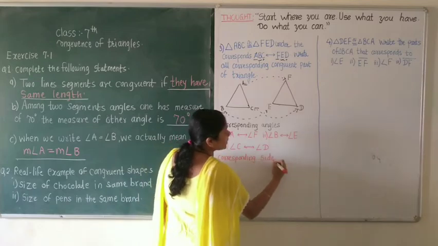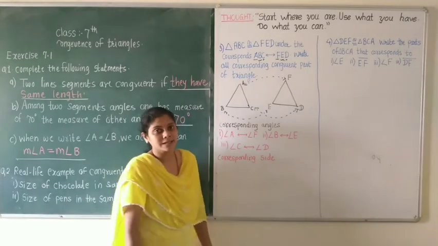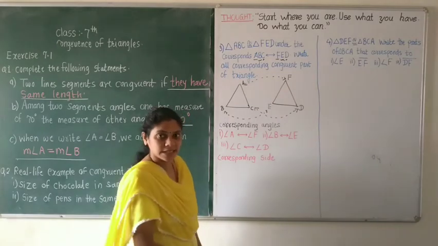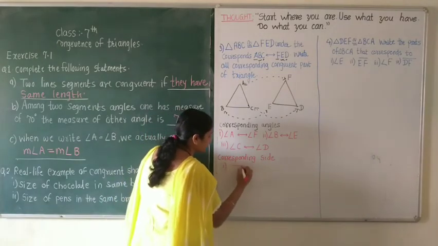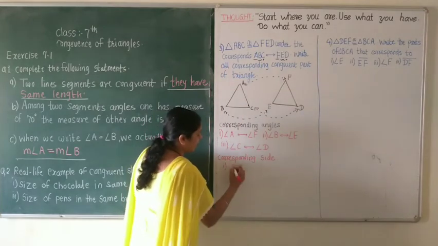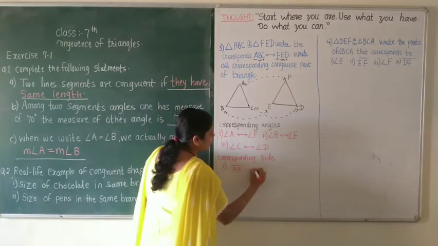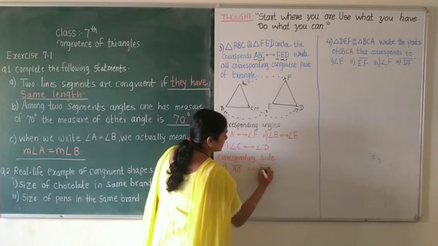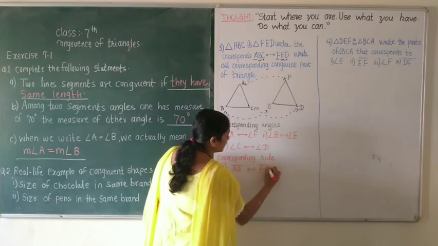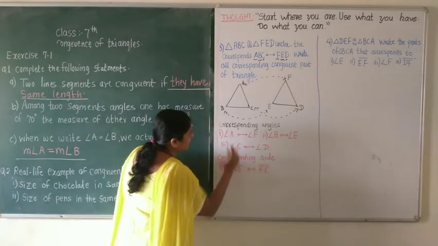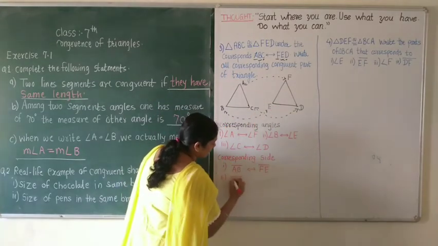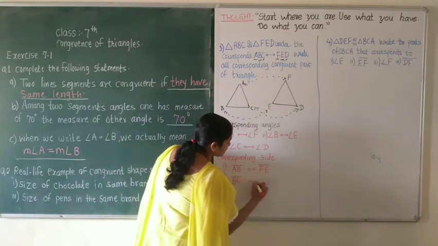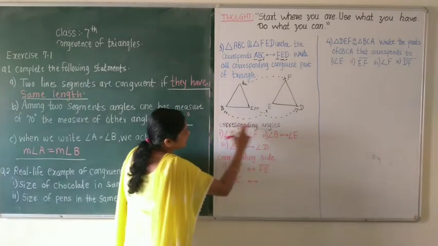sides. How many sides does a triangle have? 3 sides. So we will give here 3 pairs. So the first one, segment AB corresponds to segment FE. Then segment BC corresponds to segment, B corresponds to E.